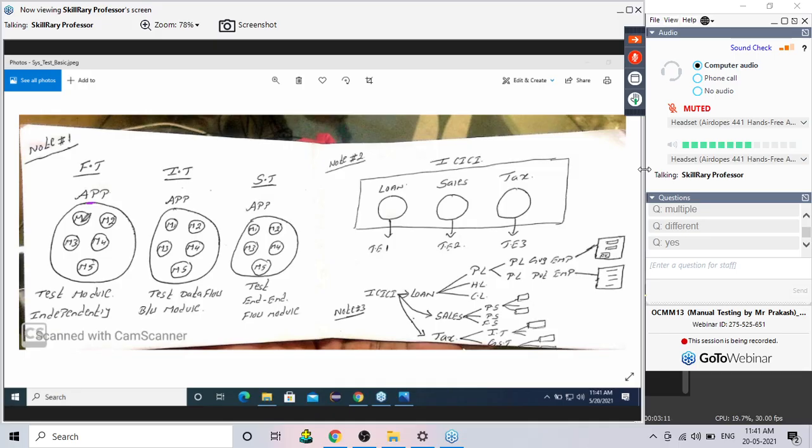Now I have one question. Out of 5 modules, only M1 is ready. Can we start functional testing? Good. Everyone is giving the correct answer. So we can easily start functional testing. Done. Under this module, many components will be there.